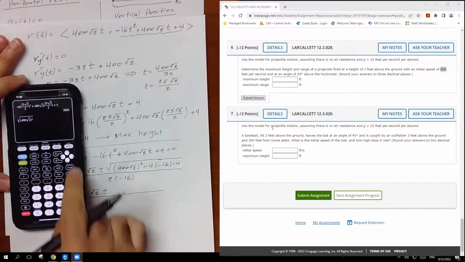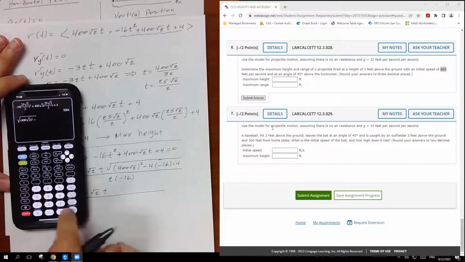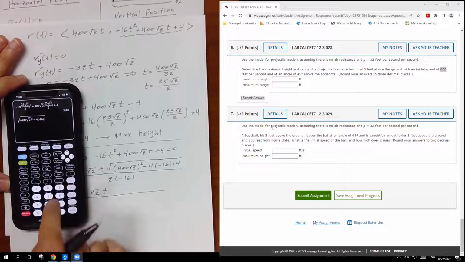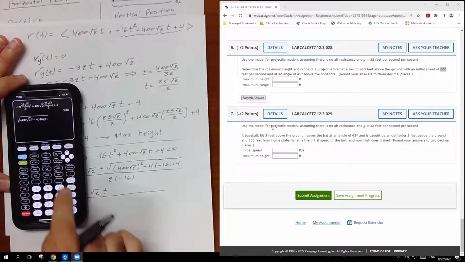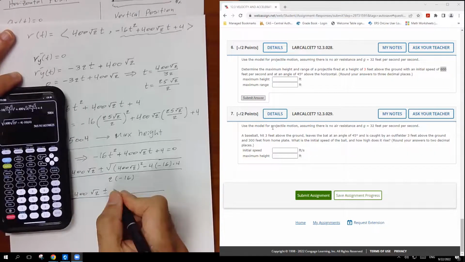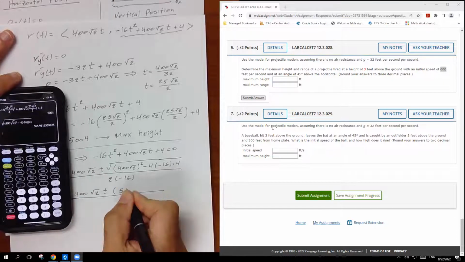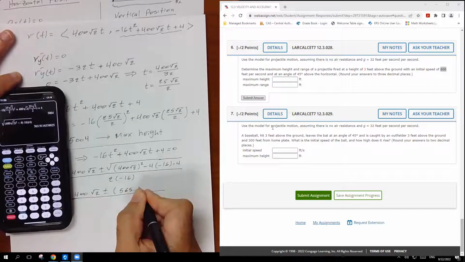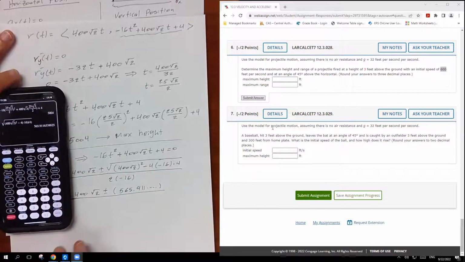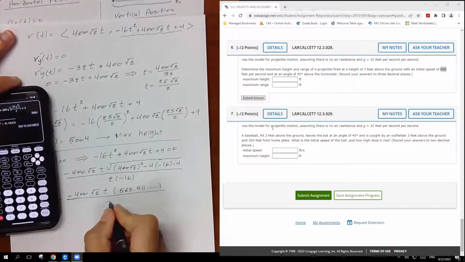minus 4 times negative 16, close the parentheses, times 4. How much is going to be here? This number, which is 565.911, and keep going. I'm going to use exactly the same thing over negative 32.